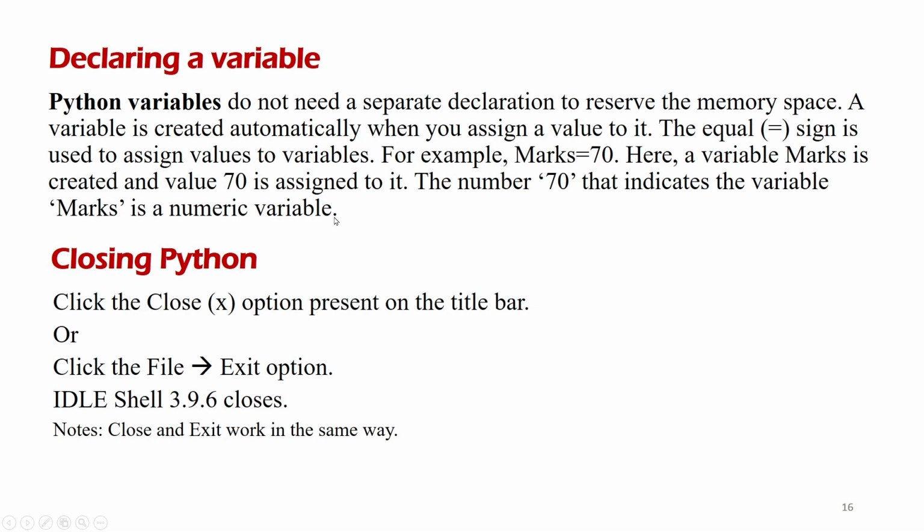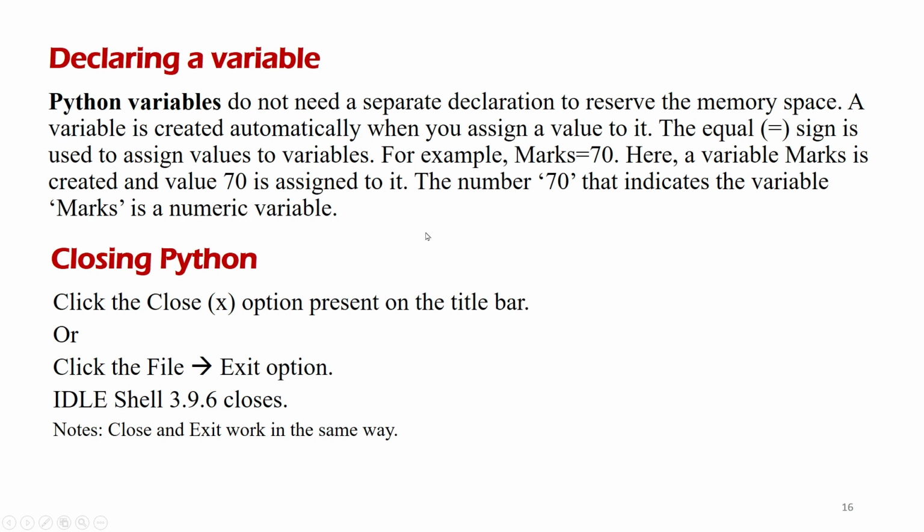Declaring a variable means we are declaring in our program that I am using this variable. And generally we do declaration and defining of variables at the same time. Python variables do not need a separate declaration to reserve the memory space. A variable is created automatically when you assign a value to it. The equal sign is used to assign values to variables.